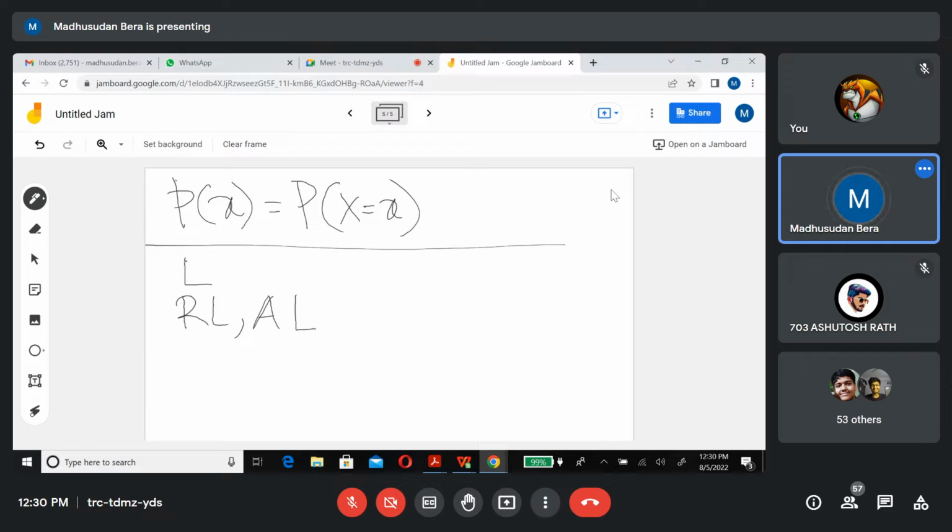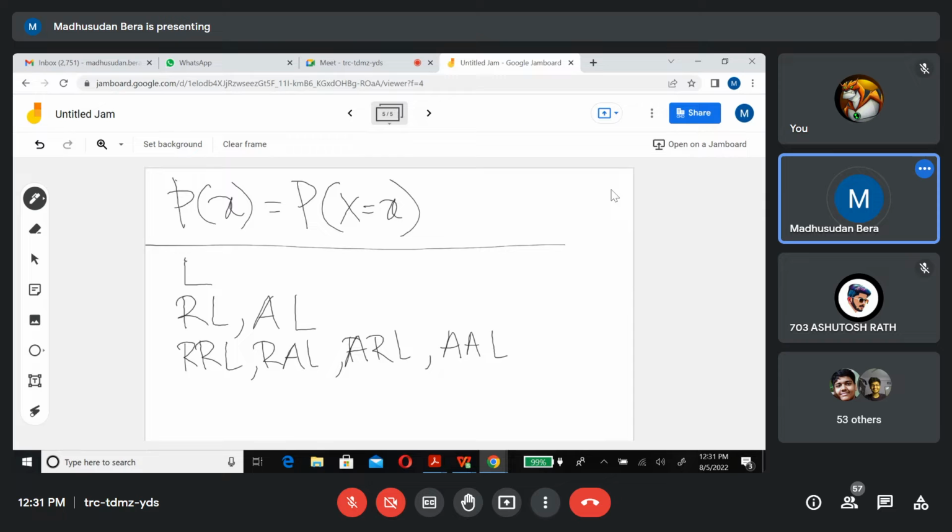Suppose after 3 cars observed, we will stop the experiment. That means the third car turns left. Before that, the 2 cars do not turn left. That means either right or straight ahead. In that case, it will be RRL, RAL, ARL, AAL. That way we can enlist the outcomes.